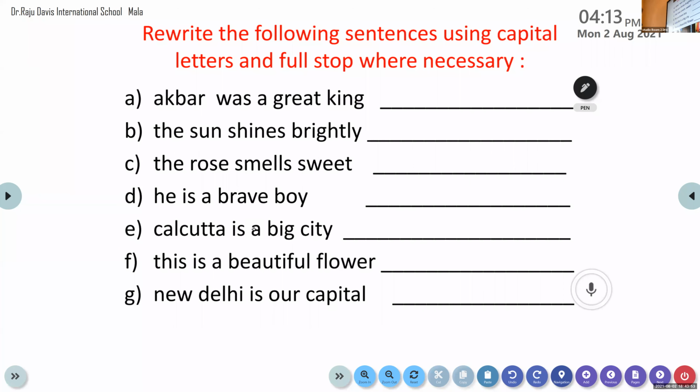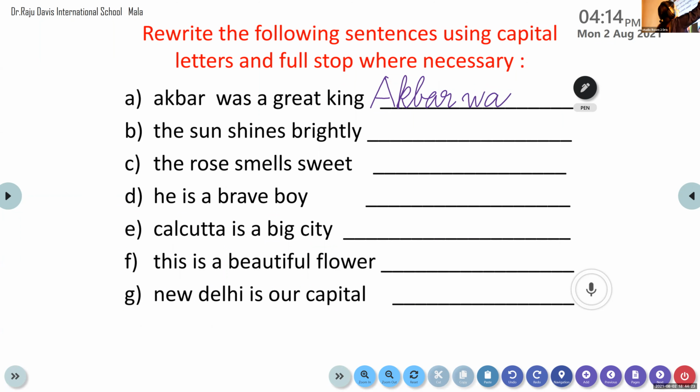Yes, come on. Take page 8, my dear, and take the first sentence. A. Akbar was a great king. So, Aldrina, what we have to do? Akbar is the name of a person, the name of a king. So A should be written in capital letter. Okay, then what we have to do?